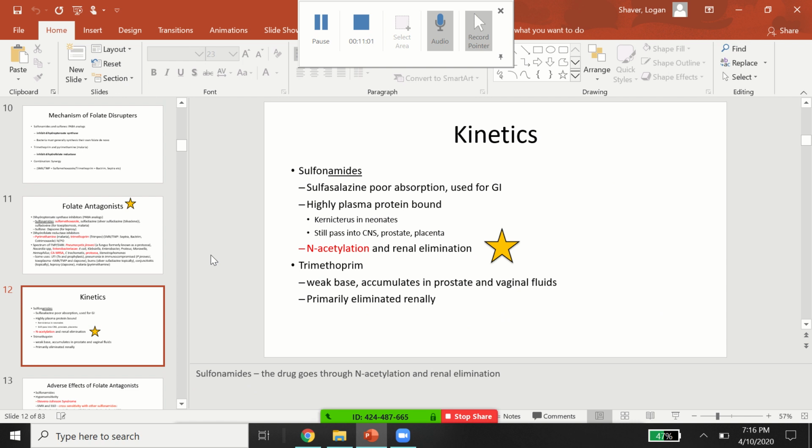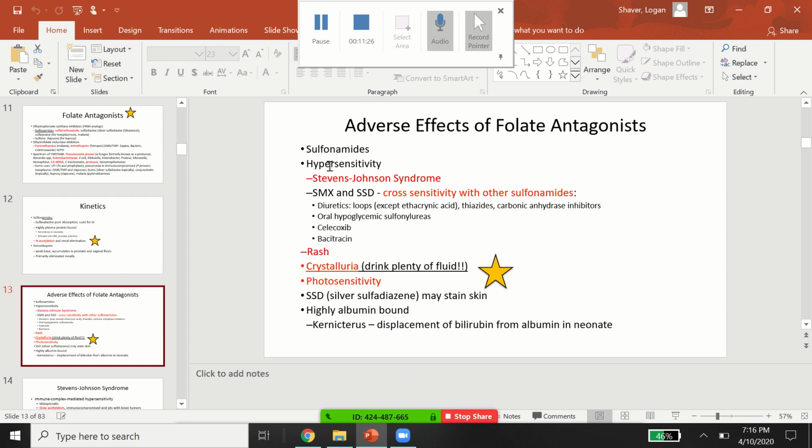And then as far as kinetics, the only thing that was important that I noted was the N-acetylation with sulfonamides. What that basically means is that it has to go and get acetylated before it's able to be eliminated fully through the urine and things like that for clearance. So it must go through this process of N-acetylation. And the reason I have the star there is because she talks specifically about Stevens-Johnson syndrome, and how all of that is related to that acetylation step.